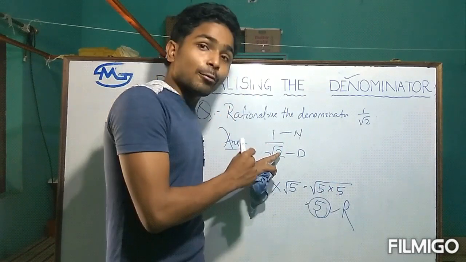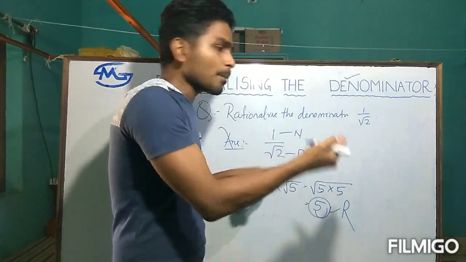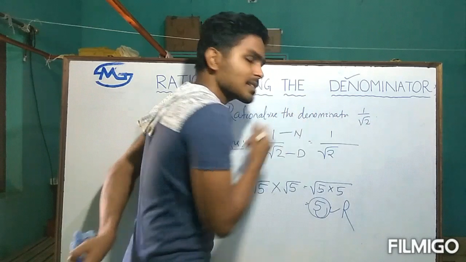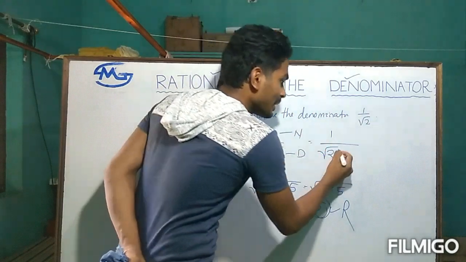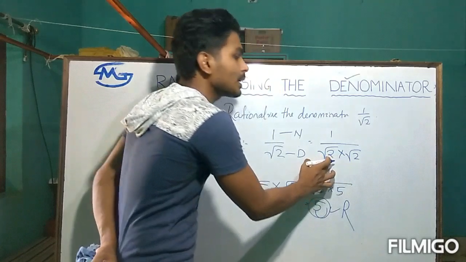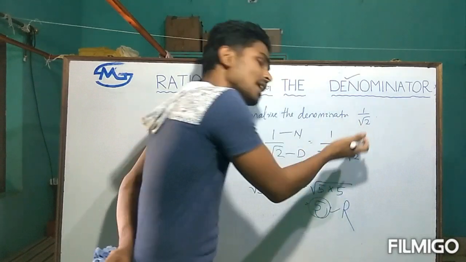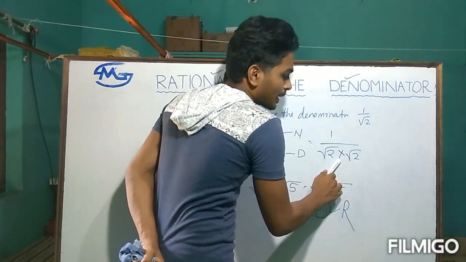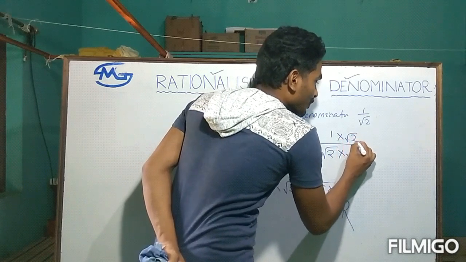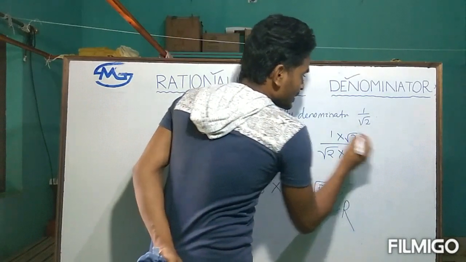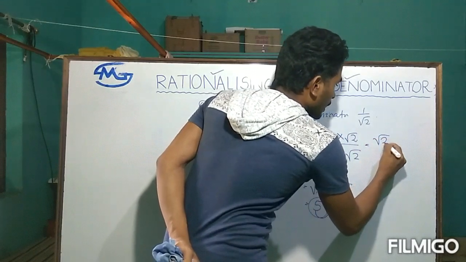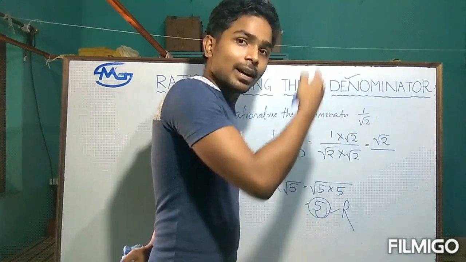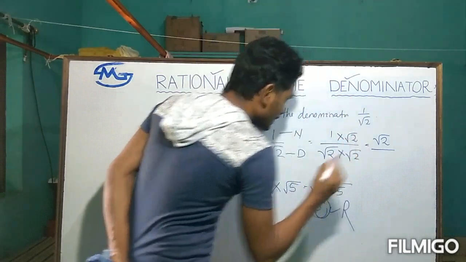So here we have to make the root 2 into rational form by multiplying another root 2 with the denominator. Since we are multiplying root 2 in the denominator, we also have to multiply root 2 in the numerator. Understood? So the answer is 1 into root 2, which is root 2, because anything multiplied with 1 gives the same thing. Again, what is root 2 into root 2?